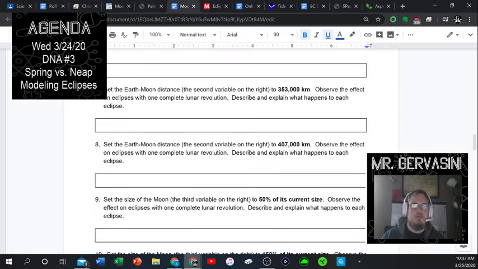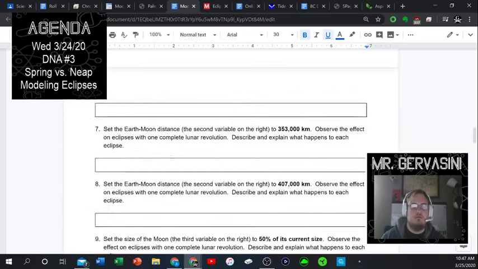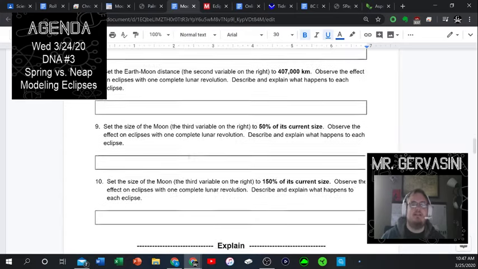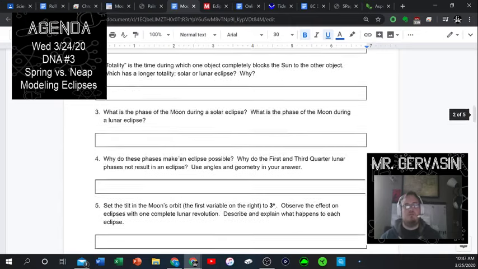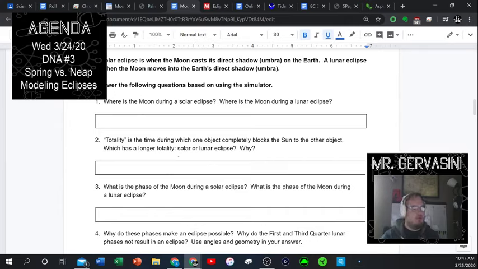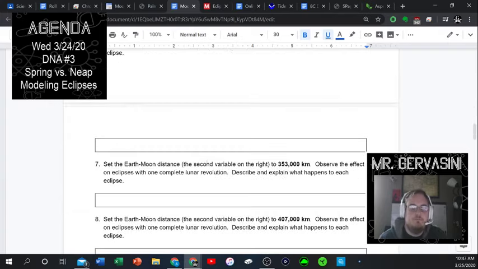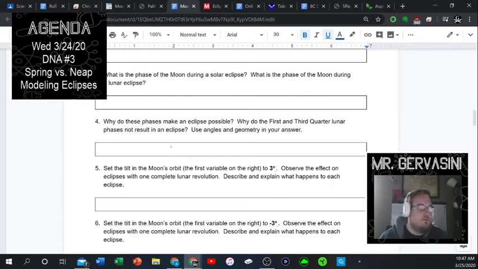Same thing for 8 and 9. Refresh after 7. Do 8 and 9. I'm sorry. Refresh after 8, then do 9 and 10 in terms of the size of the moon. All right? And that's what you're working on your own today. If you have questions, you can send them through email, Remind, or comments on the stream, to help you. You are only doing the explore section.